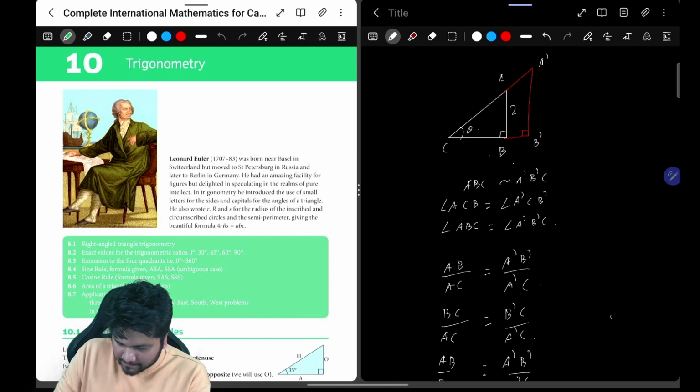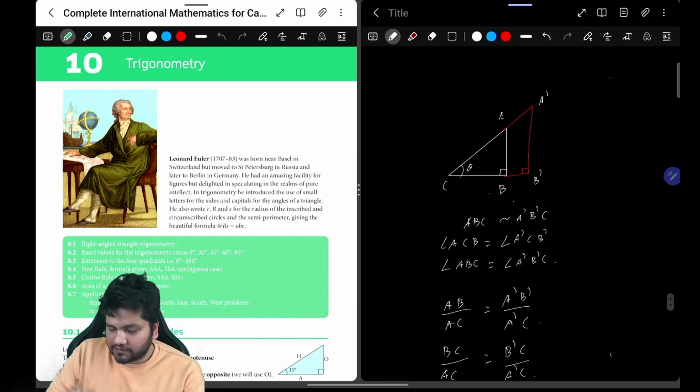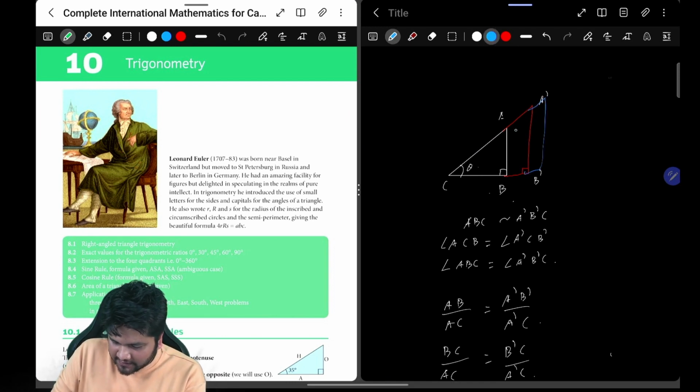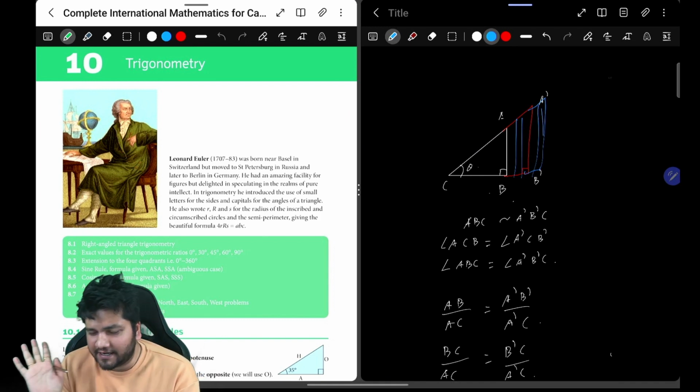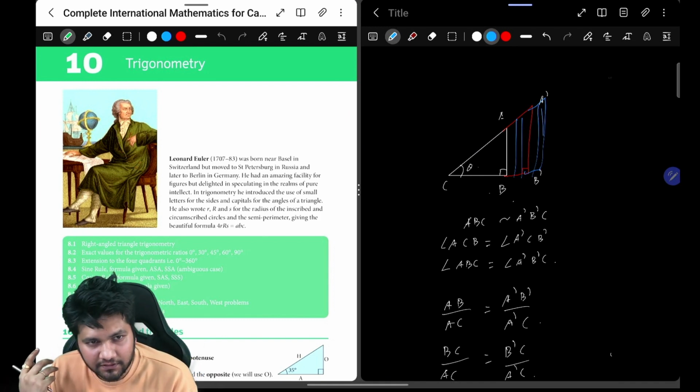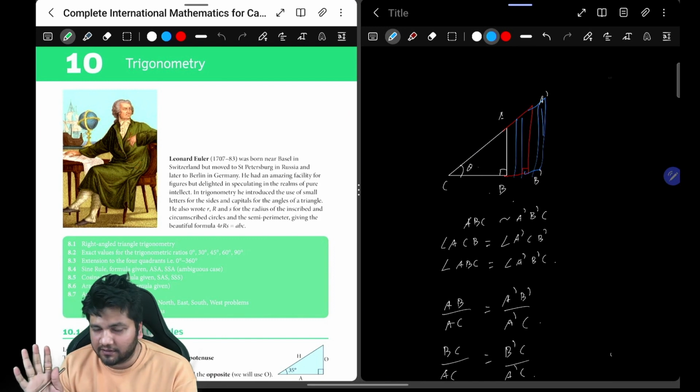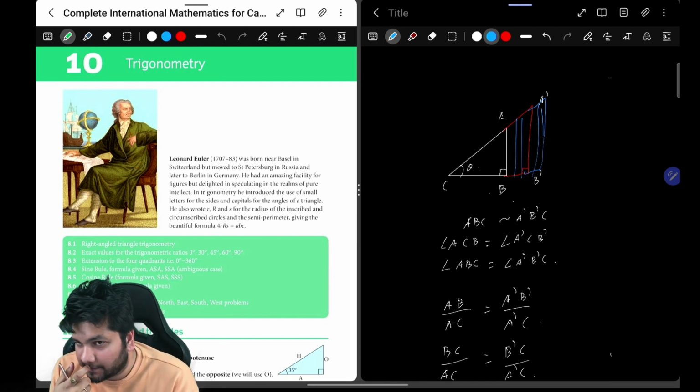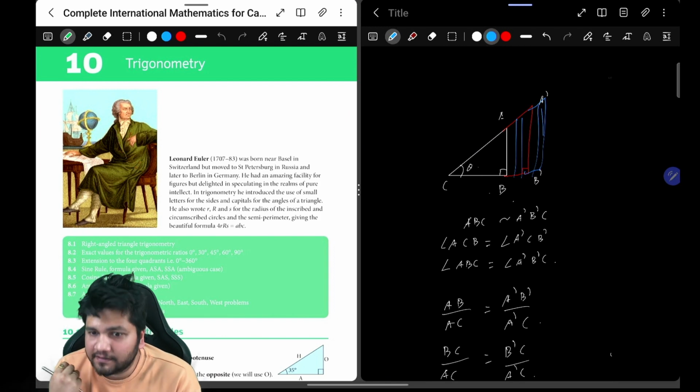So now look at this. This is a very important piece of information. So obviously, I can change the triangle like this. I can have infinite triangles like this. The sides of the triangles are changing, correct? But what is something which is not changing? The angle. The angle theta.